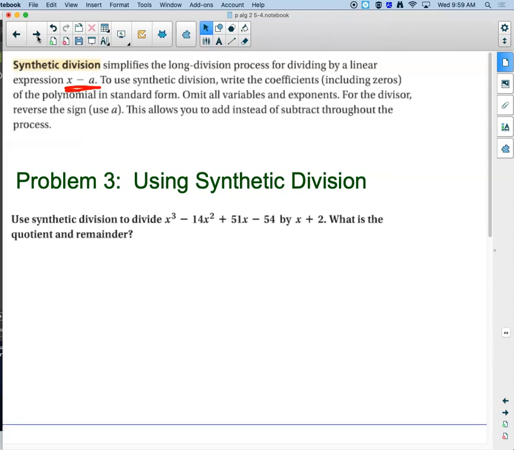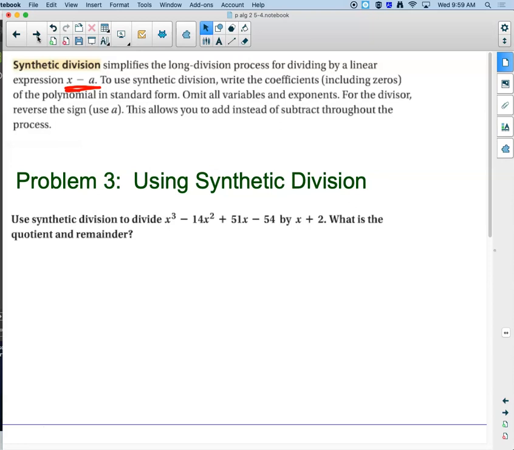It has to be in the form x minus a. So to use synthetic division, you're going to write the coefficients. Those are just the numbers, making sure that you get all the zeros. And we're going to write those down as a polynomial in standard form, just like we did yesterday. But we're going to leave all the variables out. So that's what omit means, leave them out. Don't put any of those variables down or the exponents that go with them. For the divisor, reverse the sign.